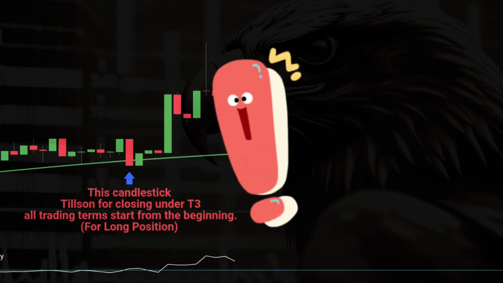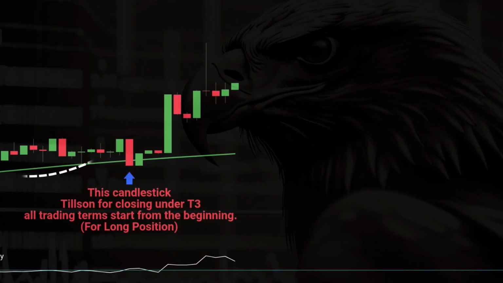Please pay close attention to this example. As you can see, the Tillson line is green, and while the price is rising, a red candlestick closes below the green Tillson line. In this situation, the expectation of a long position comes to an end, but since the Tillson line is still green, we need to set up all the conditions from the beginning.